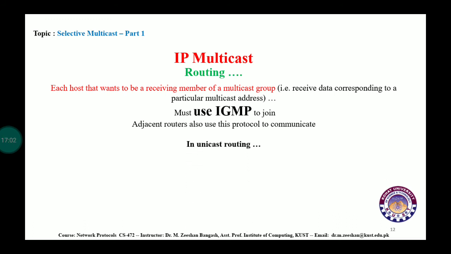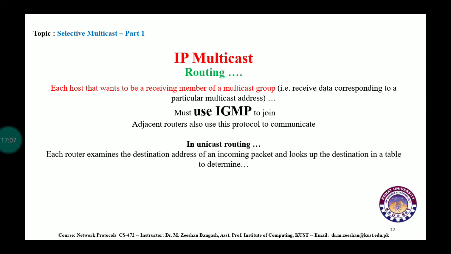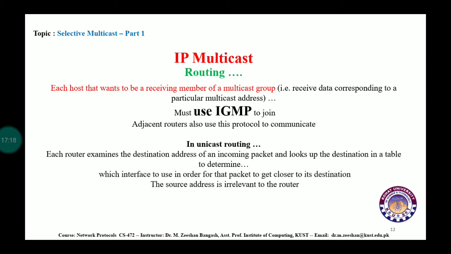However, in case of unicast routing, each router examines the destination address of an incoming packet, and then processes it by looking up the destination in a table in order to determine which interface to use to send the packet to get closer to its destination. So here, in case of unicast routing, the source address is irrelevant to the router. So this is basically the difference.